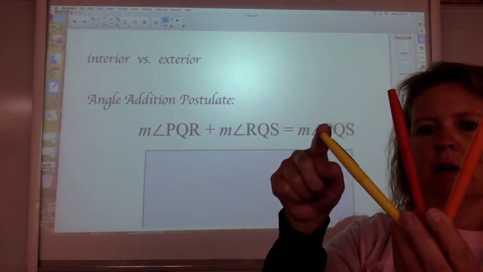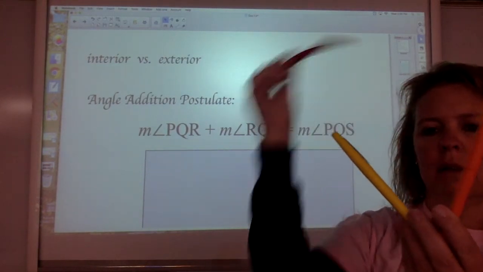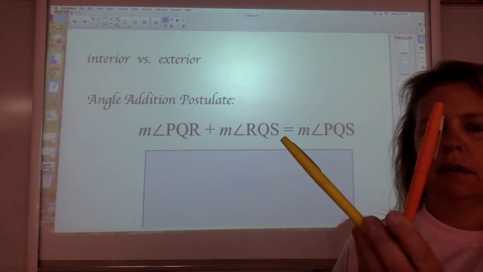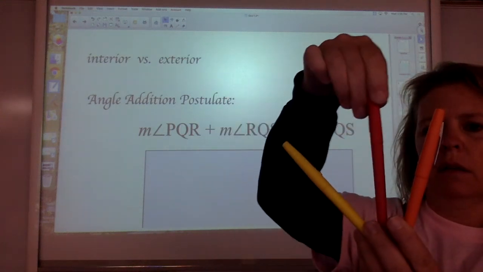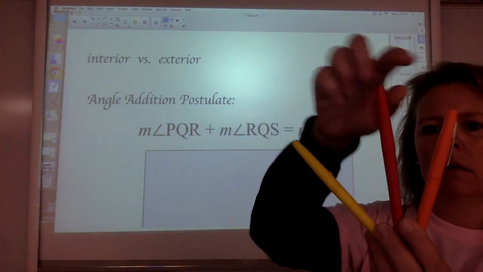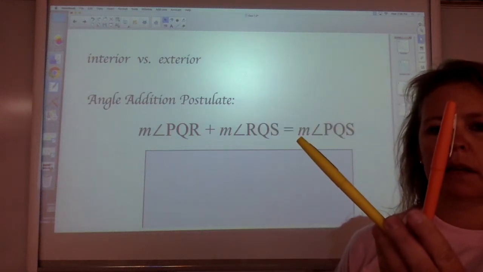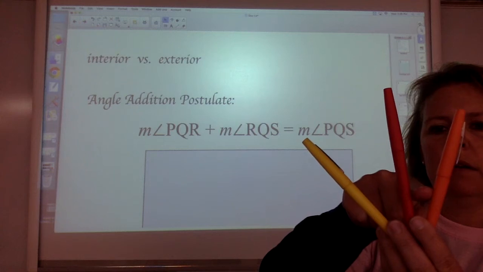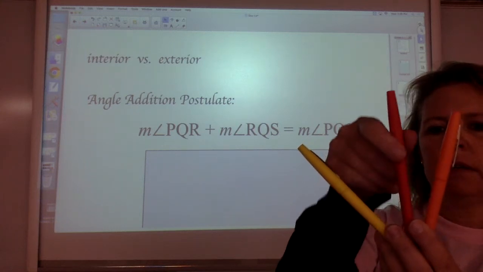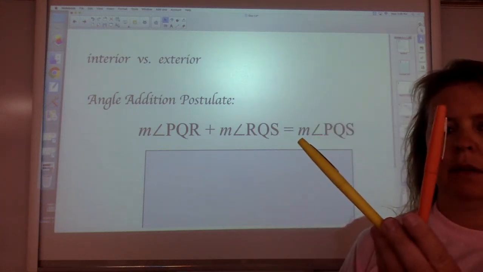Here was P, here was S, here was the R in the middle. If I add them together, it equals PQS. Little angle plus a little angle equals a big angle altogether. If this one were 30 degrees and this one were 40 degrees, this would be 70 degrees.